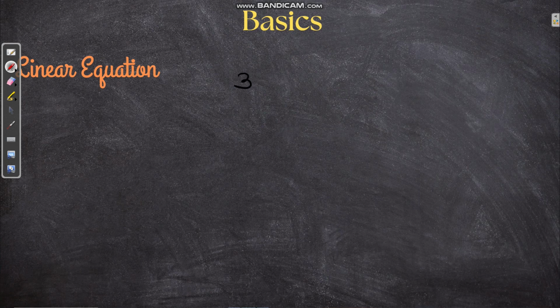For example, 3x plus 1 gives you 9. Okay, so this is an equation which has an equal to sign. That's why it's an equation. It has a variable. Variable is something which can change. Any number can come in place of this, but it has to satisfy the equation.